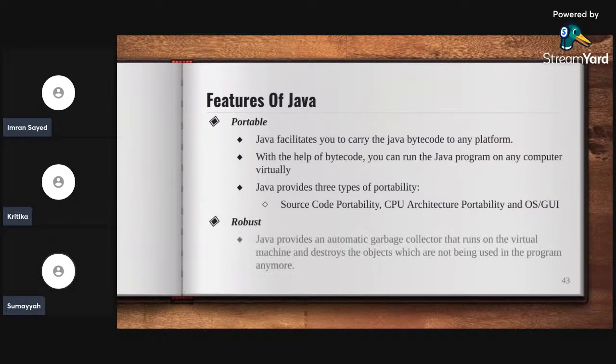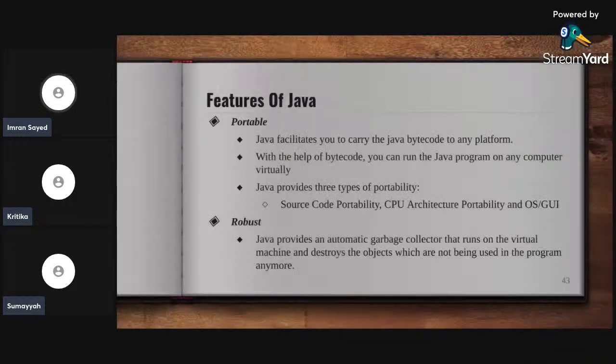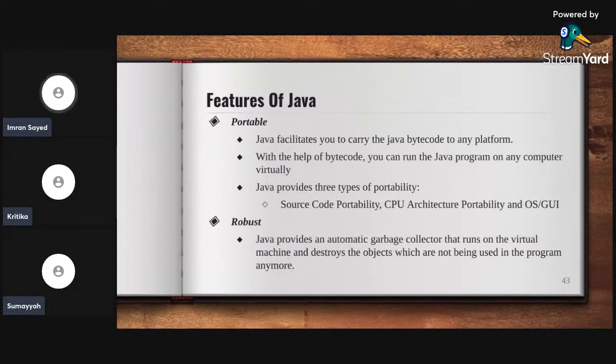It's robust. Java provides an automatic garbage collector that runs on the virtual machine and destroys the objects which are not being used in the program anymore. Okay. So this code that you write, of course, you can develop apps using Java, mobile apps, and the code is portable, so that's what he's talking about. It's robust.